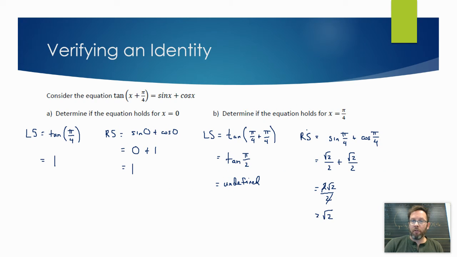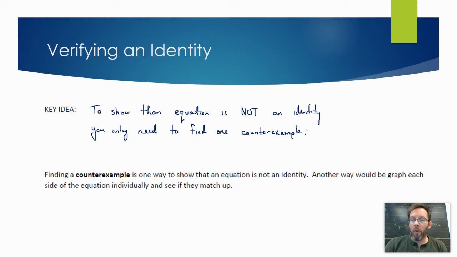Okay, so if you want to see if that's an identity or not, just try some values. If you find one value that makes the equation not work, you're done. It is not an identity, because remember, identities have to hold for all values of x. It's an equation that's always true. So that's one way that you can show that an equation is not an identity.